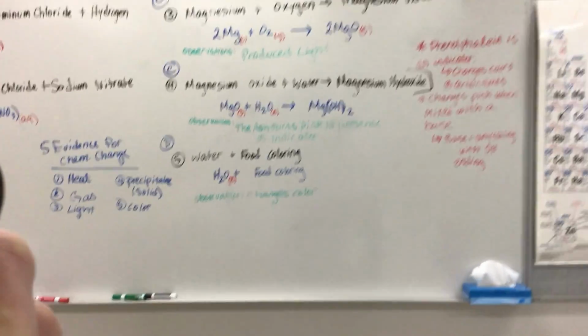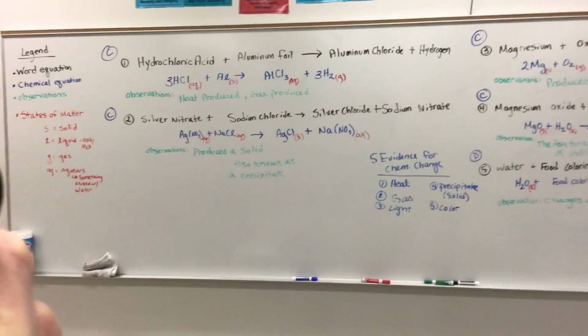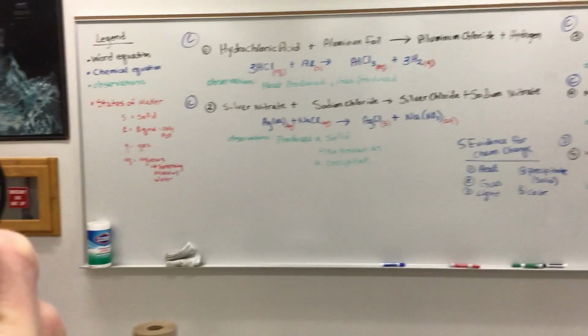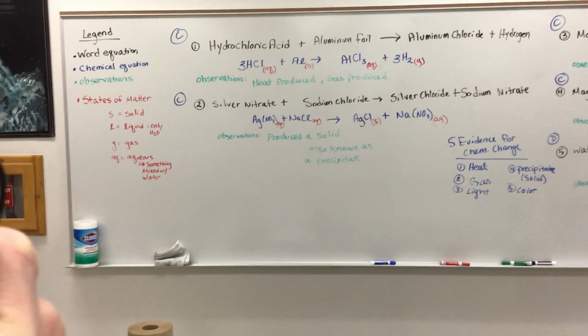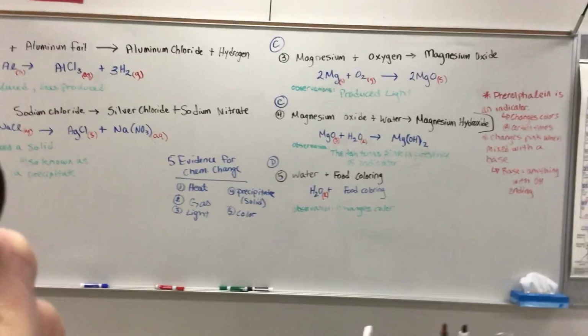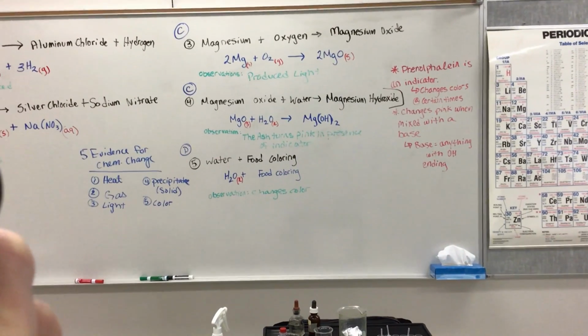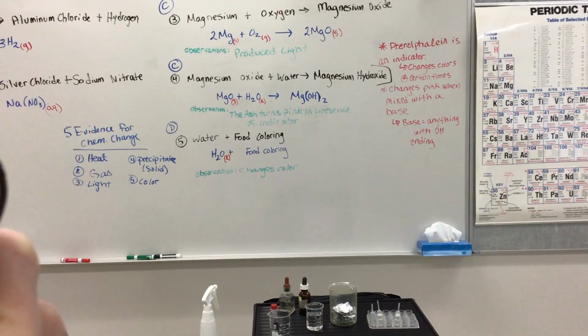Okay, so if you missed the lab today, here is what your notebook should look like. Here are examples of what we did for our legend and our states of matter. And there is what the whiteboard looked like at the end of the class period. So now you have all of the information and have seen the reactions happen and are able to fill in your notebook.